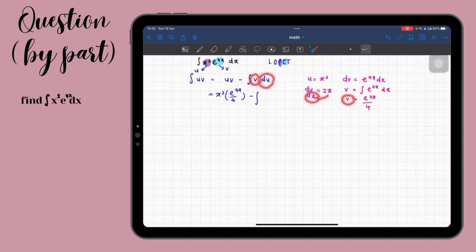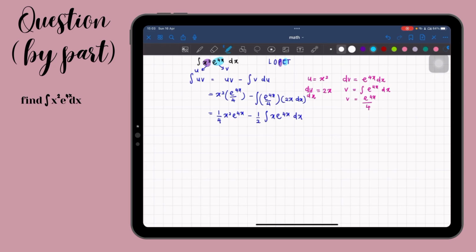So we rearrange, dx move to the next to x. So e power of 4x over 4 times 2x dx. So now we simplify it. 1 over 4 x squared e power of 4x minus 1 over 2 integrate x e power of 4x dx.